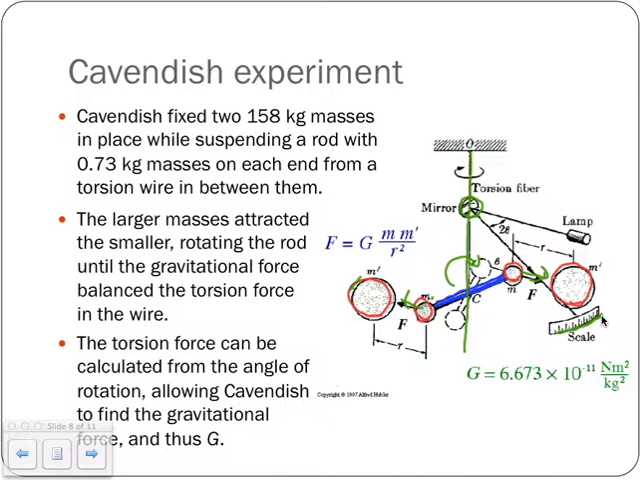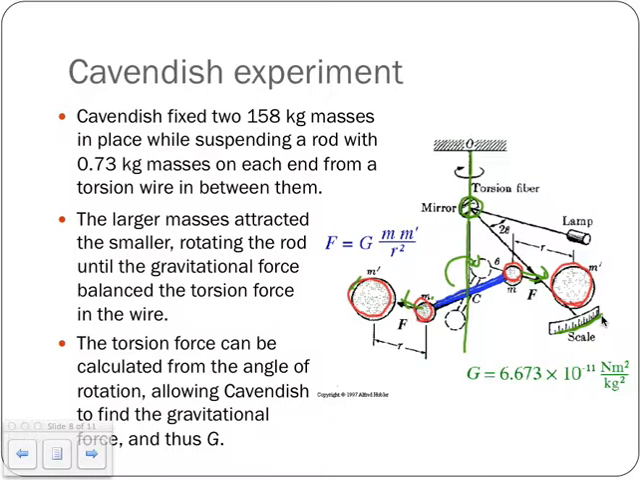And so by measuring the twist of the wire, he could find what the torsion force was. And so if he knows how much the wire is pulling back against the force of gravity, then he also knows the force of gravity. They should be equal because eventually they reach equilibrium. And so using that, he was able to find what the gravitational force was.